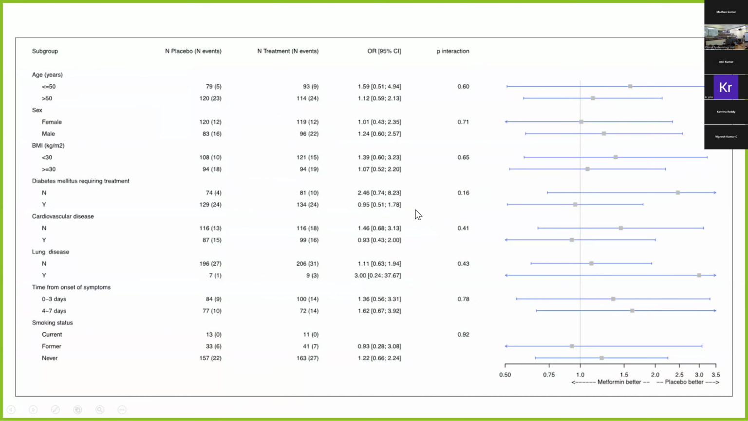And this was a subgroup analysis that they had done, where they had stratified participants by age, gender, BMI, based on whether they had diabetes, pre-existing lung disease, and from the time of onset of symptoms, and by smoking status. And in all of these subgroups, they did not find any statistically significant difference in the metformin arm as compared to the placebo arm.